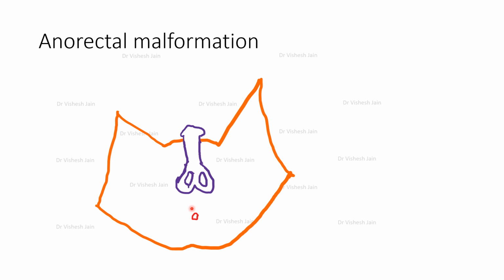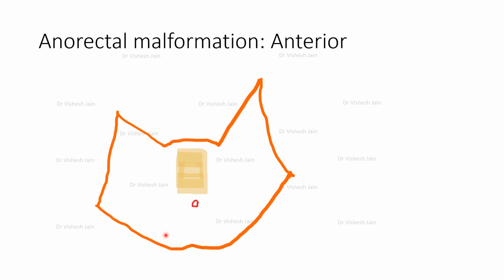In both males and females, the anus is of a particular caliber that we consider normal and is located at a fixed distance from the genital organs. The location of the anus can be anterior, like in this case, where the anus is more anterior and more towards the genital organs, which has been hidden by this small box here. And this again is a type of anorectal malformation.